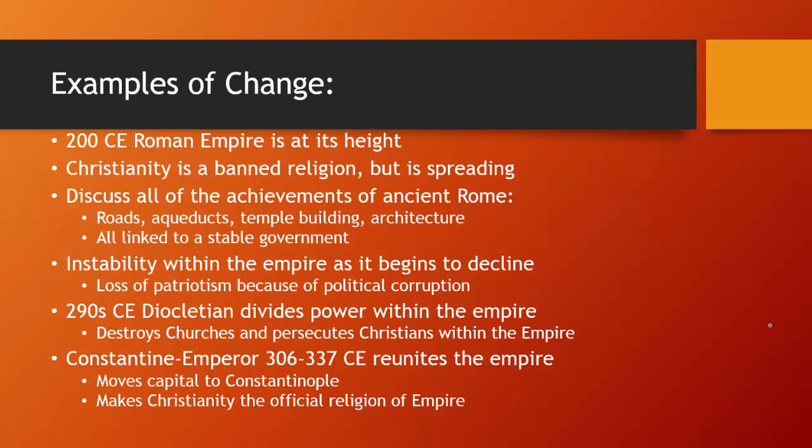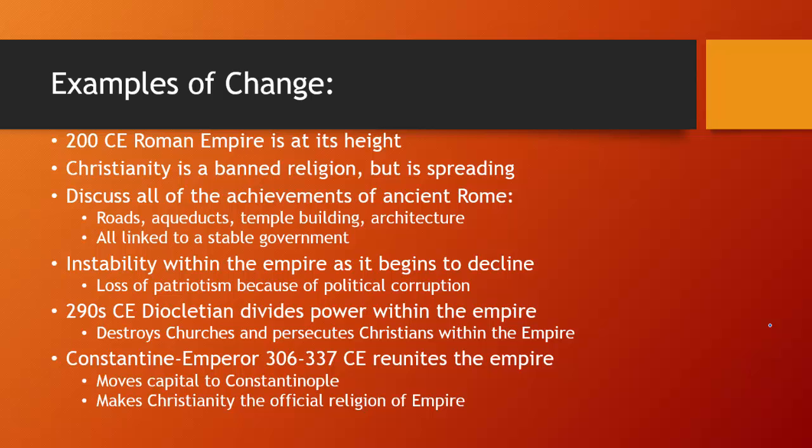Despite that, he's still doing things like persecuting the Christians. So the Christians are still being persecuted during this time period. I think I misspelled persecutes there. And churches are still being destroyed. That's going to change under Constantine.